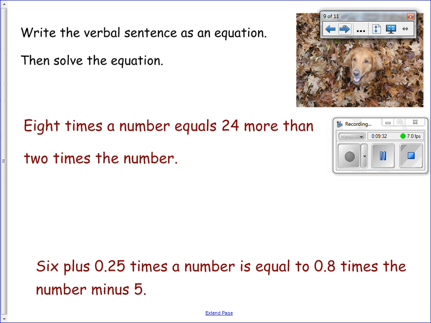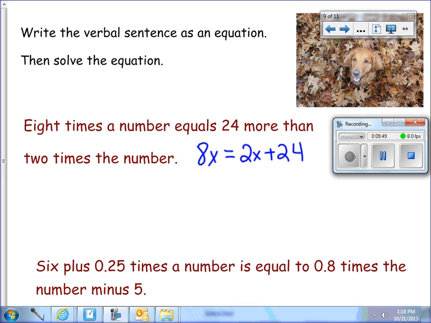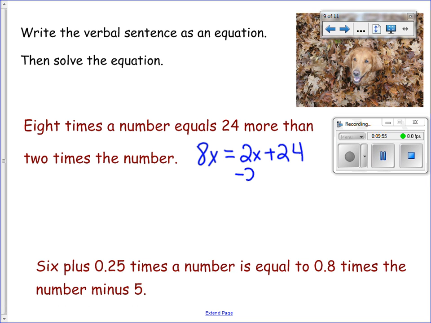Now we are being asked to write the verbal sentence as an equation, then solve the equation. I'm going to pause this video, let you read the verbal sentence, set it up as an equation, and then solve for it. So we've set up our problem. 8 times a number equals 24 more than 2 times a number. So now we're going to subtract 2x from each side. X is equal to 4.